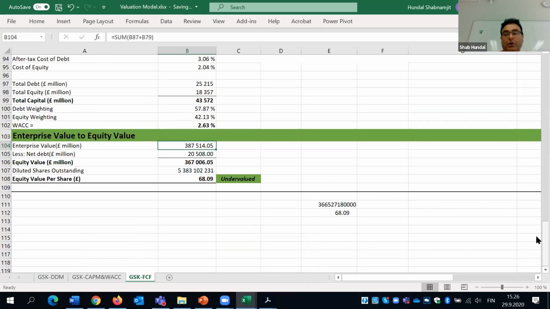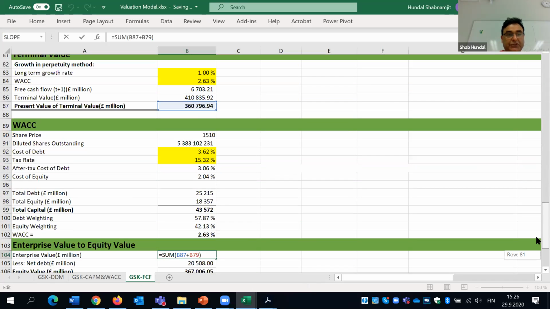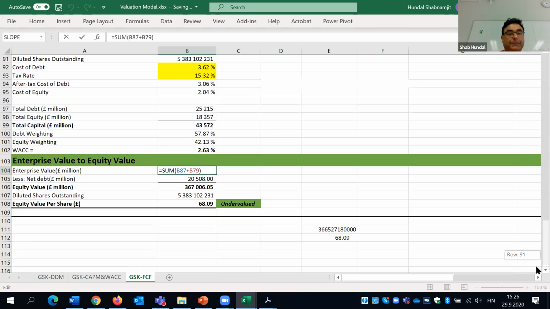Enterprise value is a sum of all the free cash flows which you get and the present value of the company, the enterprise. And then you subtract debt. If you have no debt, what you are left with is the equity. So the equity is worth 367,000 million, which is basically, can I call it how many billion? I don't know, let's call it million. I don't want to confuse myself between millions and billions.